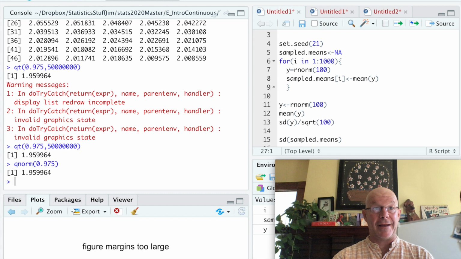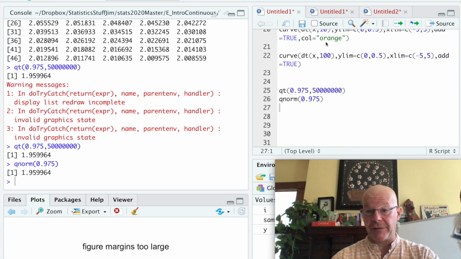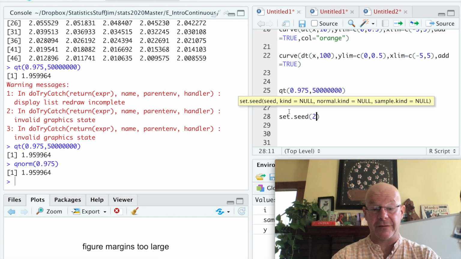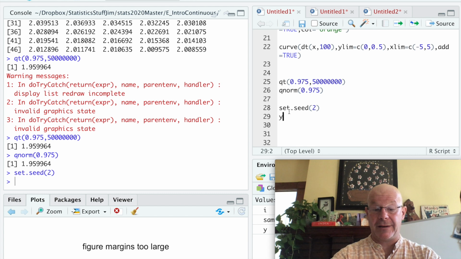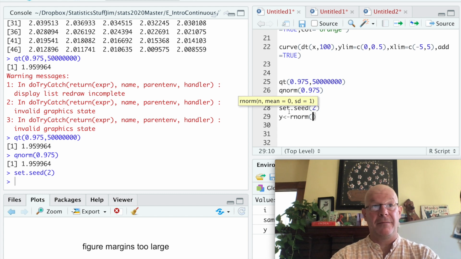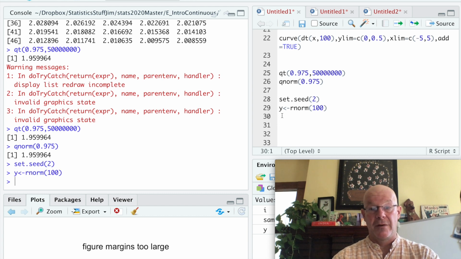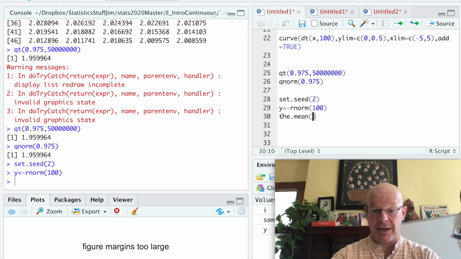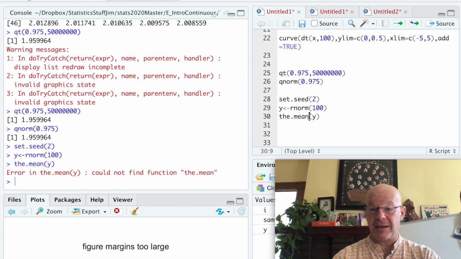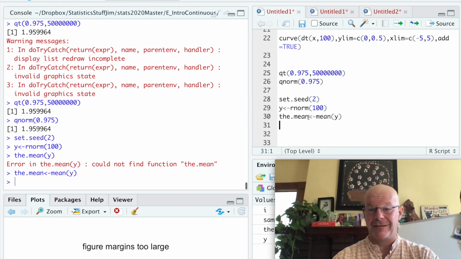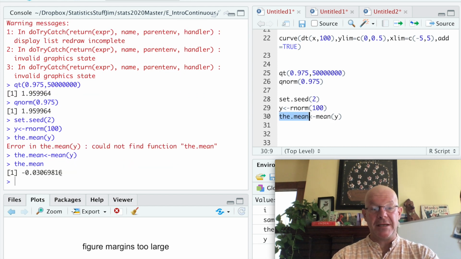And so let's go ahead and do that. I am going to simulate some data real quick here. I'm going to say set.seed is 2, because I like doing that. From a random standard normal, I'm going to take 100 samples. Now from that, I can calculate the mean, obviously. The mean of y. Nope, the mean gets the mean. There. So there's our mean.